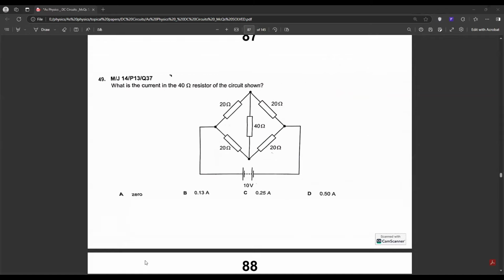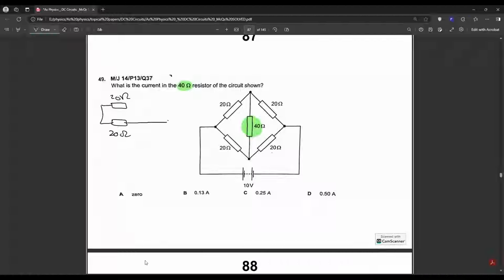Okay, let's see this. What is the current in the 40 ohm resistor of the circuit shown? You have to calculate the current in this resistor. So, can you draw the circuit in an easier manner? Yes, this is 20 ohm. This is 20 ohm. Those who are smart will already know the answer. Then this is 20 ohm. Then you have an upward resistor of 20 ohm as well. Then there is one resistor connected across these both, that is 40 ohm.